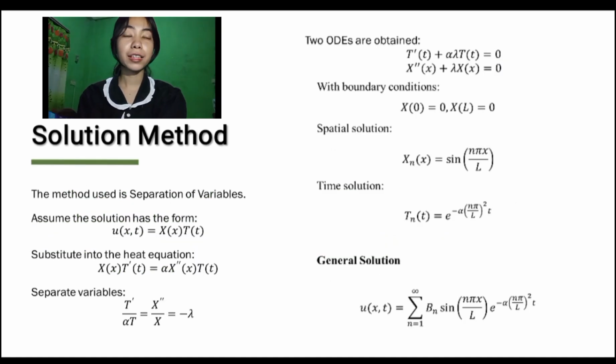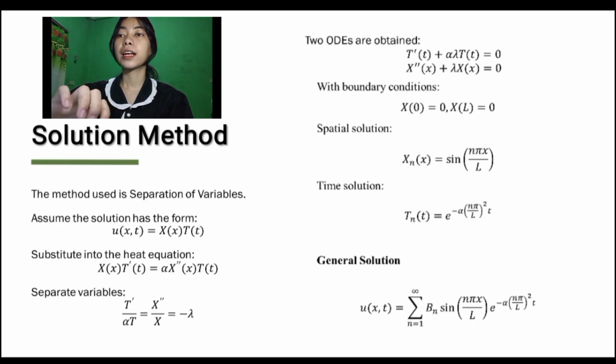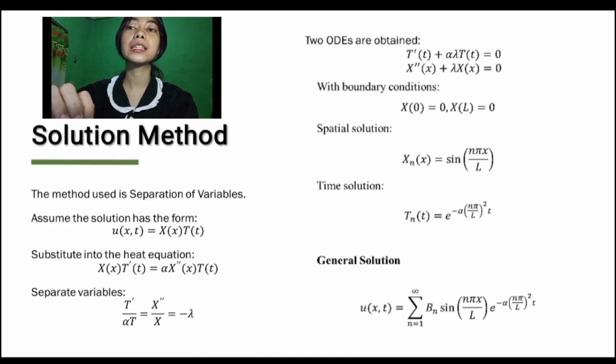Okay, in this part, I will explain the method used to solve the heat equation for this problem. The method we use is called separation of variables. This method allows us to break down a partial differential equation into simpler ordinary differential equations.